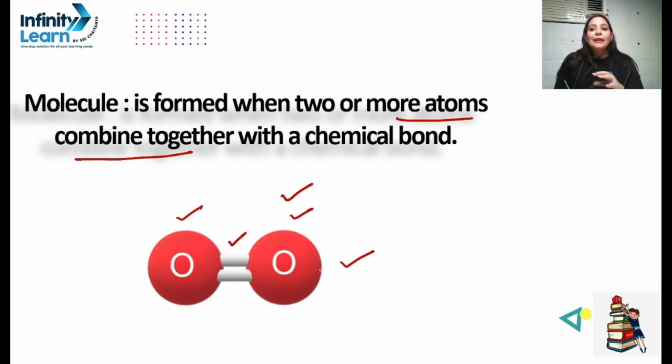Right? So it's not necessary that every time a molecule will have two atoms. It may have more than two. For example, sulfur exists as S8. That means eight atoms together form one sulfur molecule. Similarly, phosphorus exists as P4. Four atoms of phosphorus combine to form one molecule of phosphorus. So atoms can be two or more in number.